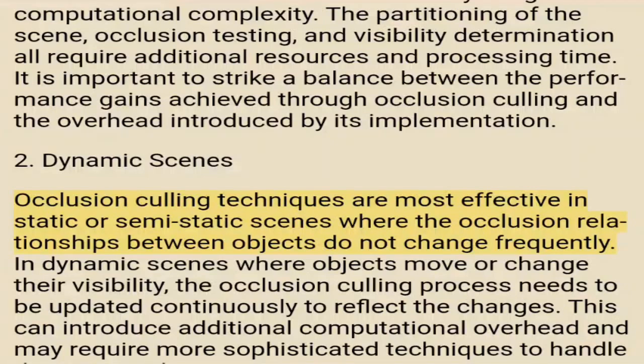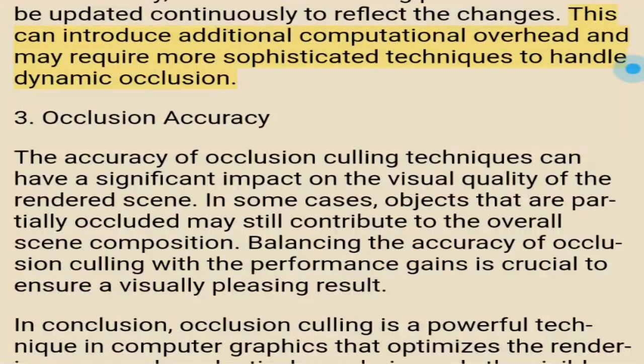2. Dynamic scenes. Occlusion culling techniques are most effective in static or semi-static scenes where the occlusion relationships between objects do not change frequently. In dynamic scenes where objects move or change their visibility, the occlusion culling process needs to be updated continuously to reflect the changes. This can introduce additional computational overhead and may require more sophisticated techniques to handle dynamic occlusion.